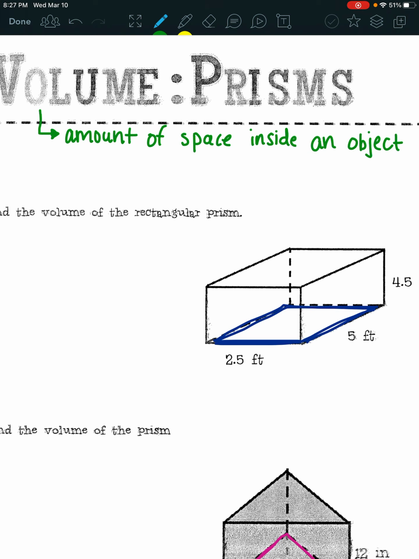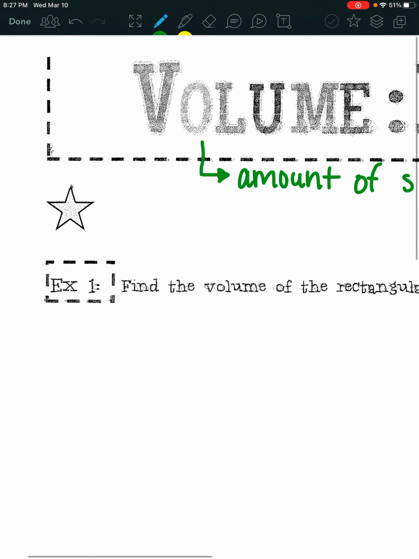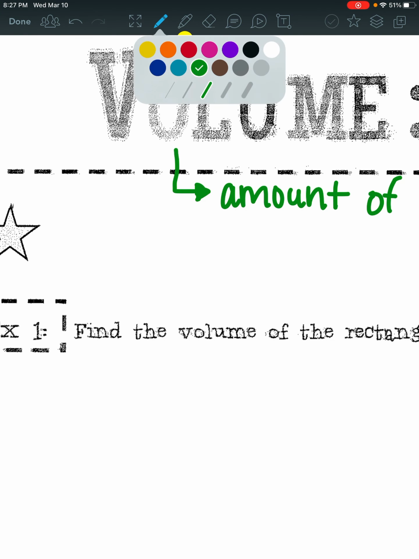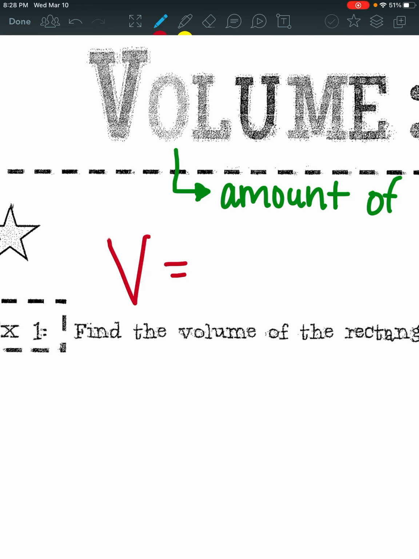So imagine this prism off to the right here, and if we took some water and filled it all the way to the top, the water inside there, that's what we call the volume, everything inside of an object. So the formula for volume is capital V. We use that for volume. And it's equal to capital B times H.